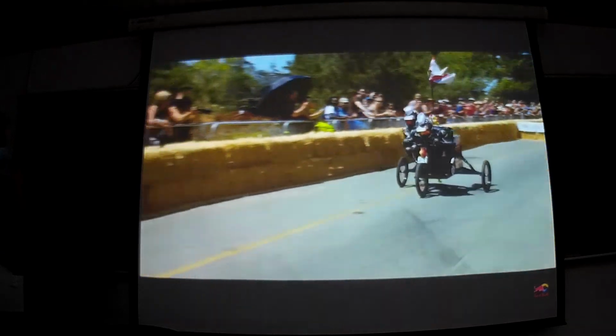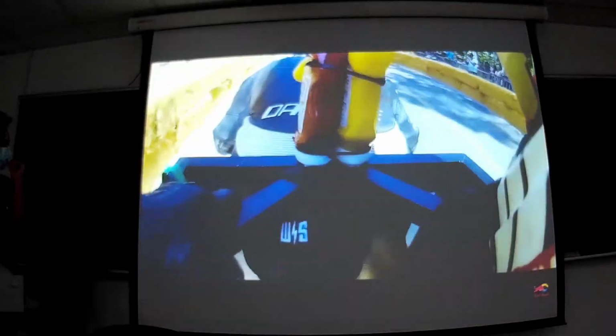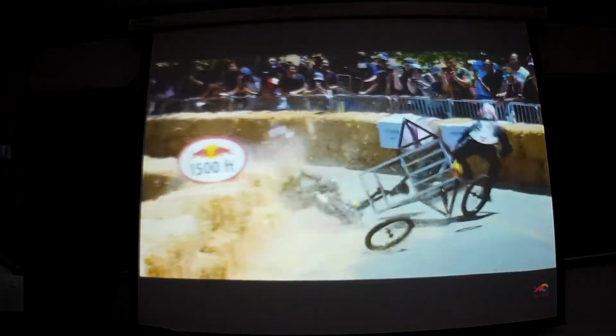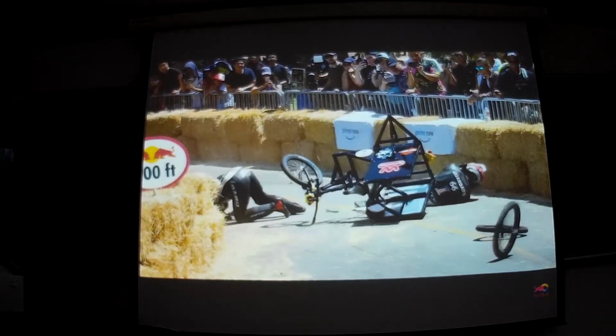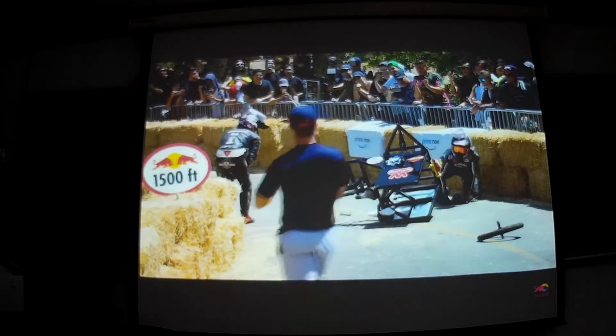Straight on through the chicane. There's the onboard shot. There's the condiments if you need them. Oh, oh my God, there. Wow, look at that! There was no way they could save that.